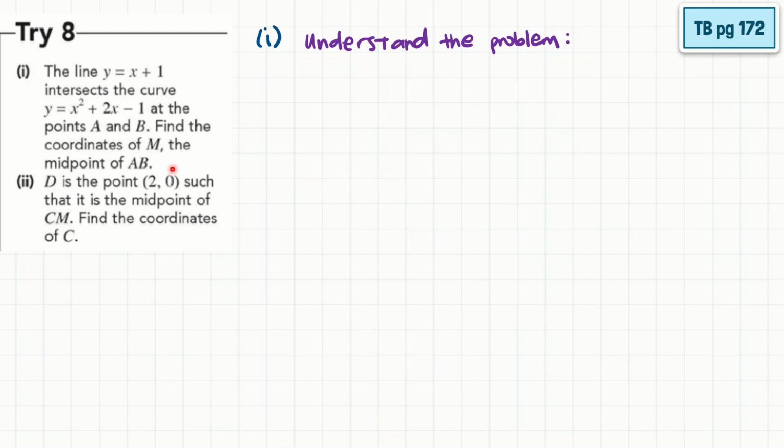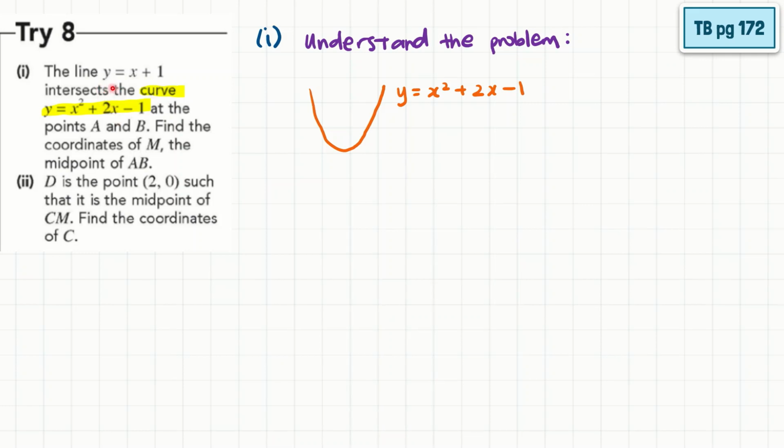So in this question, it talks about a curve and a line. So let's start off with the curve. This is actually a quadratic curve. Furthermore, the coefficient of x squared is positive 1. Therefore, it is a happy face or a U-shaped curve. So we draw a U-shaped curve. We try our best to draw something that is as accurate as possible, while it need not be drawn to scale. Alright, then there is also a line which intersects this curve.